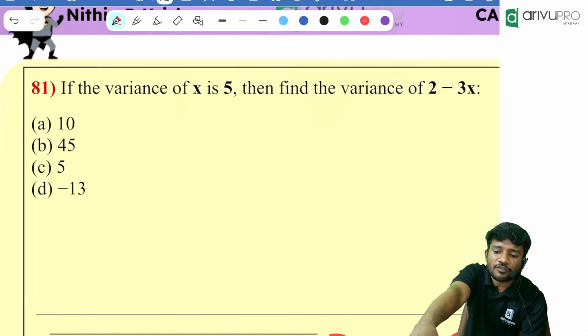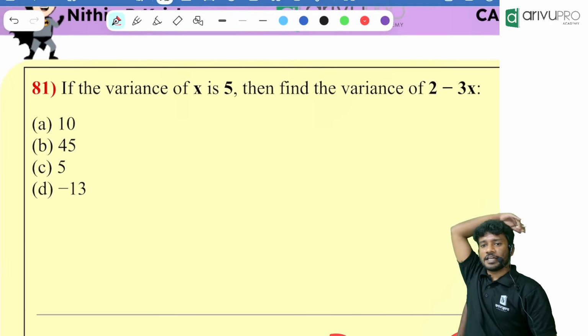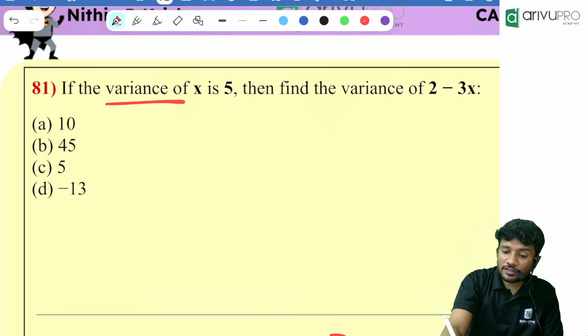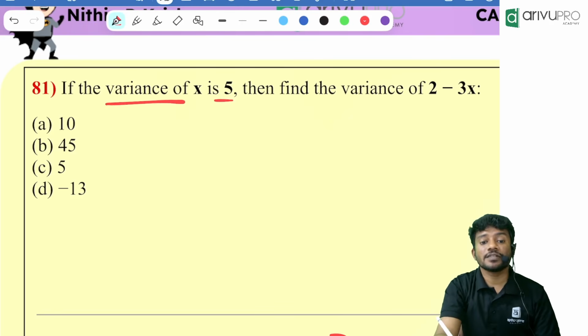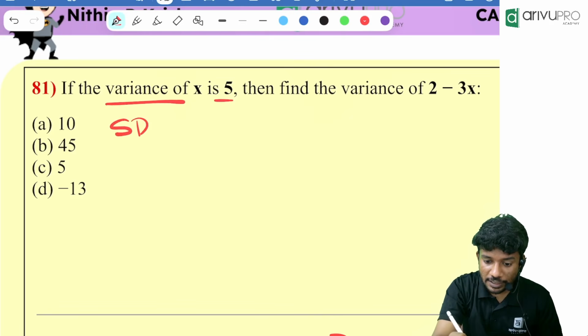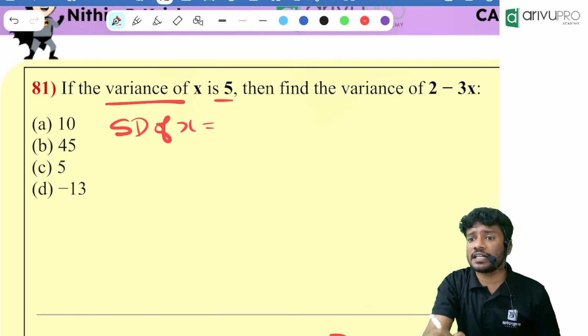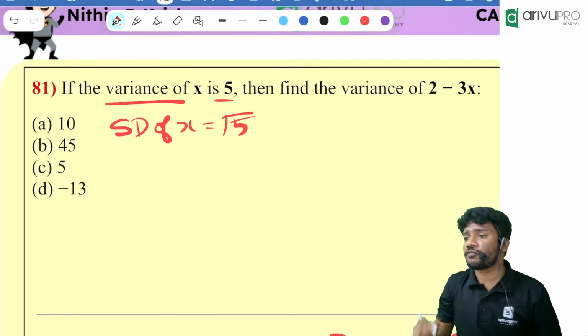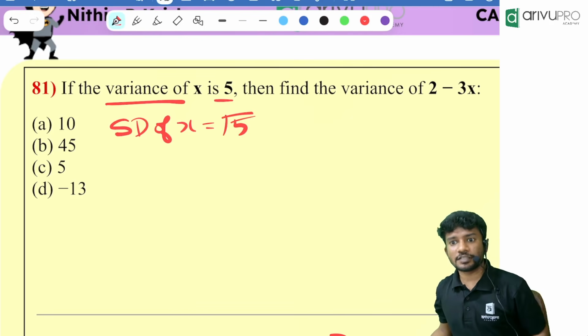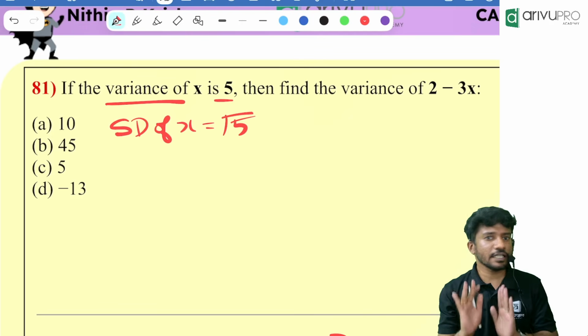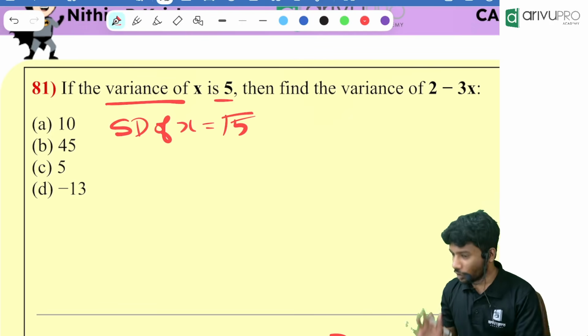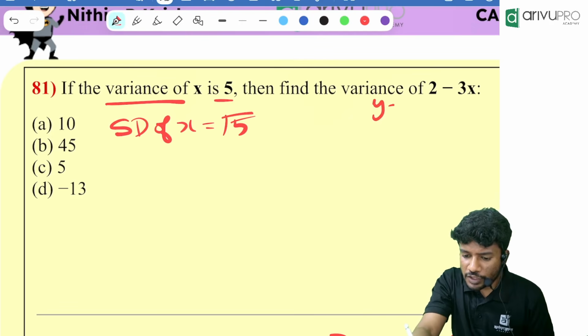Now, what if the question, I told you, there is a tricky question. That question is based on variance. When variance is involved, can you directly go for the answer? You need to convert the variance of x into the standard deviation of x. If the variance is 5, then the standard deviation will be root 5. So the standard deviation of x is root 5. Then we know the question is y is equal to 2 minus 3x.